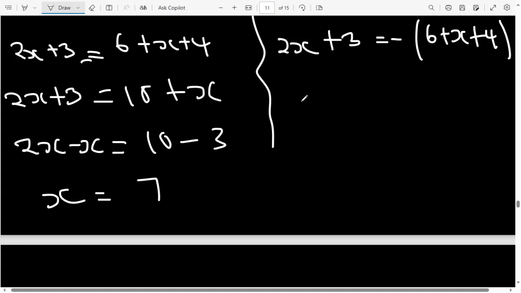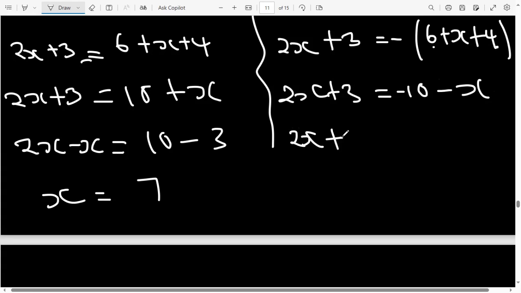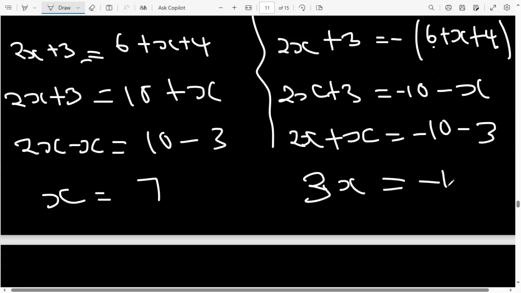Okay, and then on the other side, let's try. So it will be 2x plus 3 is equals to 6 plus 4, it is 10, and then multiplied by the minus to be minus 10, and then minus x. So this will be 2x plus x is equals to minus 10 minus 3. So it will be 3x is equals to minus 13. So it means x will just be equals to minus 13 over 3. Okay, so we have two answers, this one and this one.